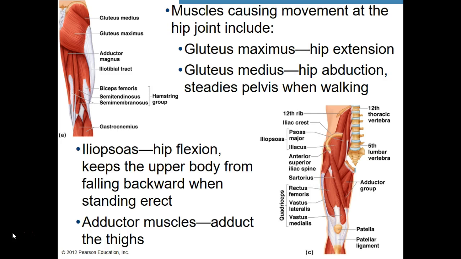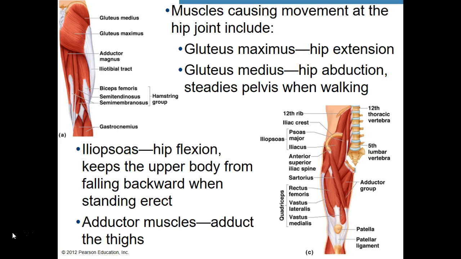Gluteus medius, you might not have heard of this one. This one's actually more on the side and underneath the gluteus maximus, and it's going to help with hip abduction. So this is going to also steady the pelvis when walking, but hip abduction means that it is going to move or lift the hip or the leg away from the median line.